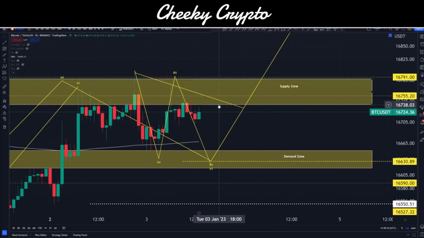I don't think that's necessarily what's going to play out because Elliott Wave theory tells us that we're probably going to have to move down into this low here, and we haven't yet done it. We can also see in here there's another little kind of wedge pattern just forming.